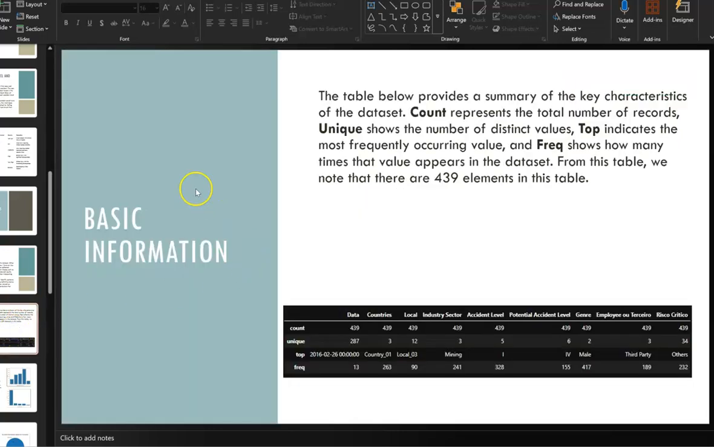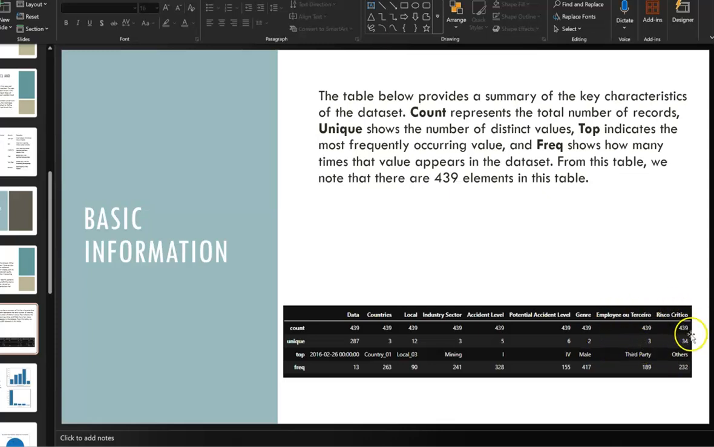Okay, so let's begin with some basic information. The table below provides a summary of the key characteristics. The count represents the total number of records, so there's 439 records in total. Unique shows the number of distinct values. Date makes sense, 287, and then for countries, there are only 3 countries, 12 plants, 3 industries, 5 accident levels, but for potential accident level, there are 6. For gender, there are 2, male and female. For employee type, there are 3 types.